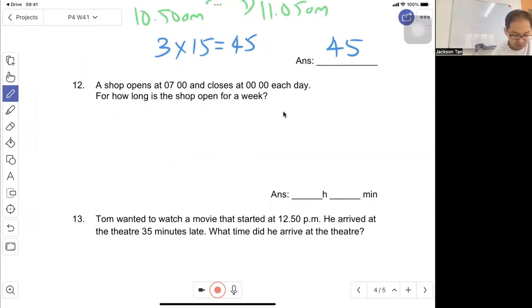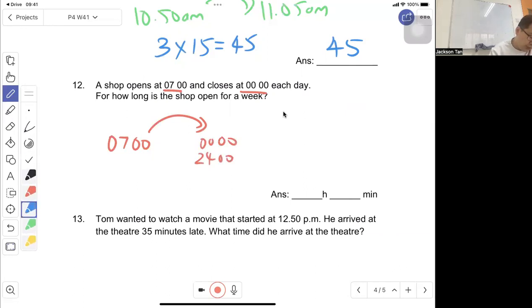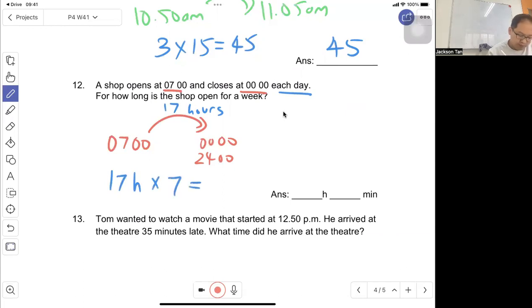Question 12. So 00:00 to 00:00. So actually, how long? So here, 00:00. Okay, so in 24:00, it's actually about 17 hours. So that is 1 day, so 17 hours times 7, that is 119. So 119 hours and 0 minutes.